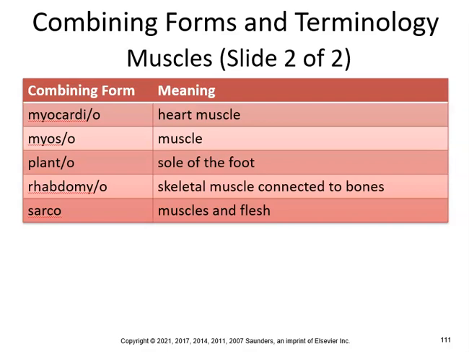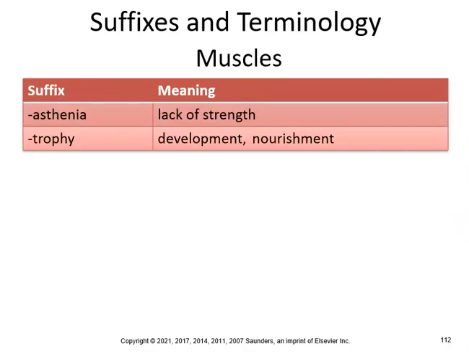Plantar, pertaining to the sole of the foot. Rhabdomy, skeletal muscle connected to bone. How about a rhabdomyoma? That's a tumor of the skeletal muscle. Rhabdomyosarcoma is a malignant tumor of the skeletal muscle. Okay, so myoma would be benign, but a myosarcoma would be malignant. Asthenia, lack of strength. So myasthenia gravis is a condition of muscle weakness caused by failure in transmission of nerve impulses. Atrophy would be decrease in size.